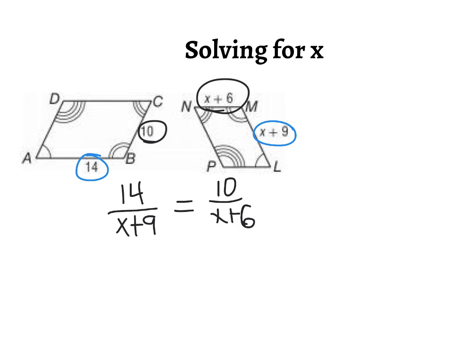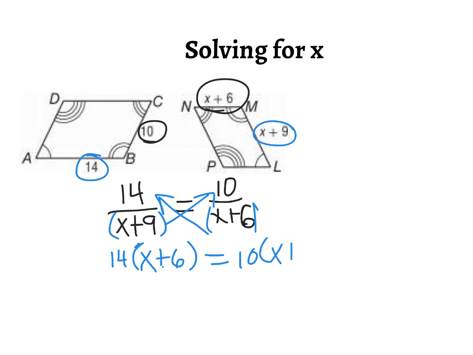How do we solve for a proportion? Again, if you don't know how to solve a proportion, go check out my 7.1 ratios and proportions video. I do 3 examples in there on how to solve proportions. But with proportions, you cross multiply. So we're going to take this bottom stuff and cross multiply with the 14. So you have 14 times x plus 6, and that's going to equal the bottom side cross multiplied with the top: 10 times x plus 9.